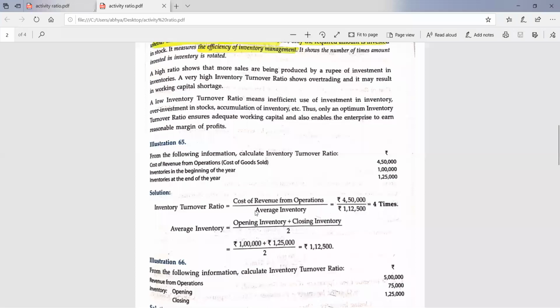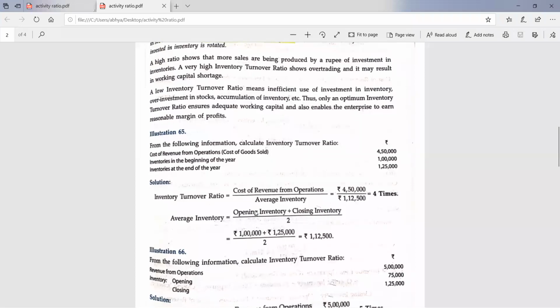So first of all, you have to find out cost of RFO, that is already given. Second step, find out average inventory. Formula for average inventory: opening inventory plus closing inventory divided by 2. So the average inventory is 1,12,500. Now divide 4,50,000 by 1,12,500, which is equal to 4 times.